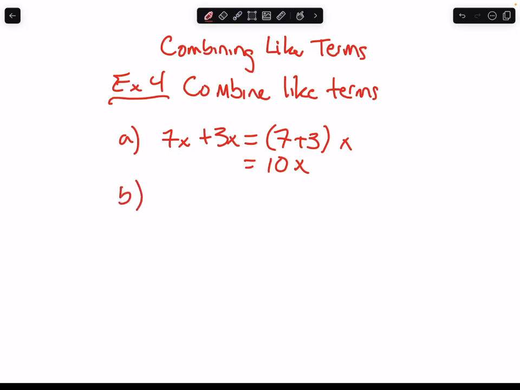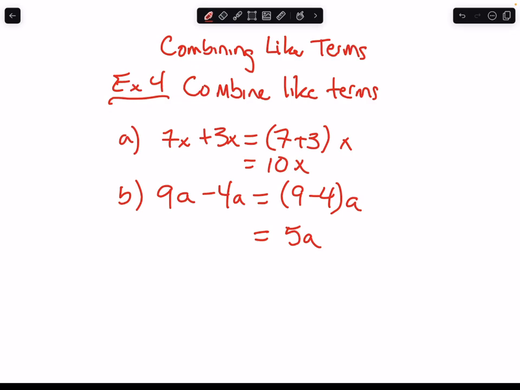Part B. Let's do a subtraction problem. So 9a minus 4a. Again, using the distributive property, we can rewrite that with the coefficients on the outside: 9 minus 4 times a. Or we can just subtract the coefficients. 9 minus 4 is 5, and we're left with 5a.